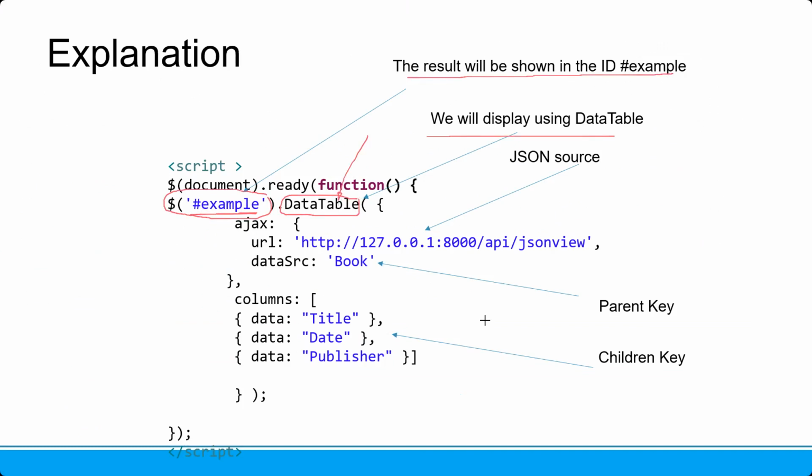But if you have another kind of plugin or library, you can reuse that library based on the function name. In this case, the function name is DataTable. And I'm going to look at the JSON source. Because we already have the JSON file, we just reuse it. And this is the parent key. The parent key is this, and this is the children key.